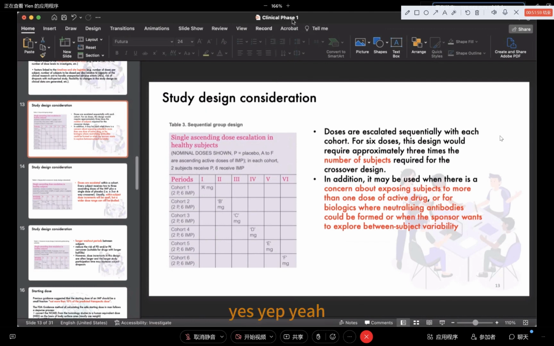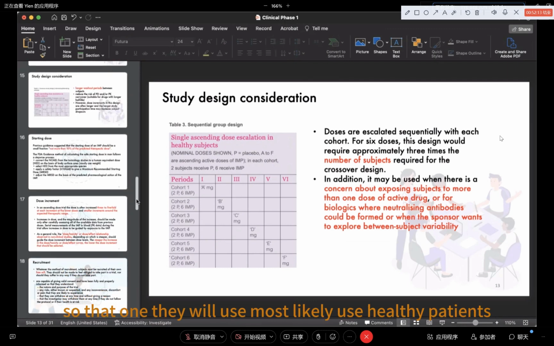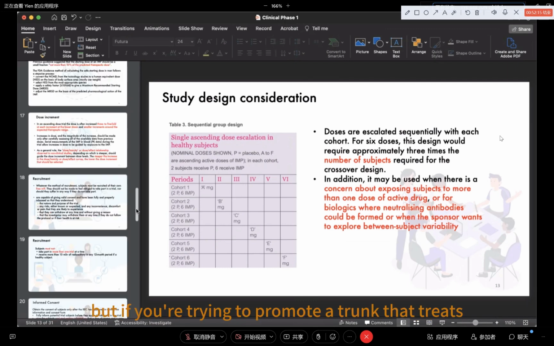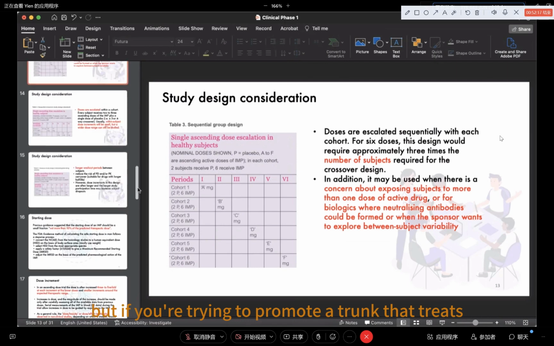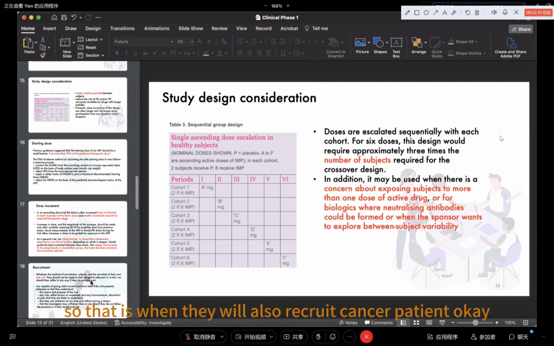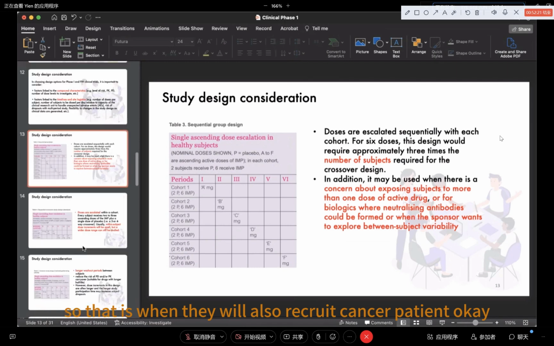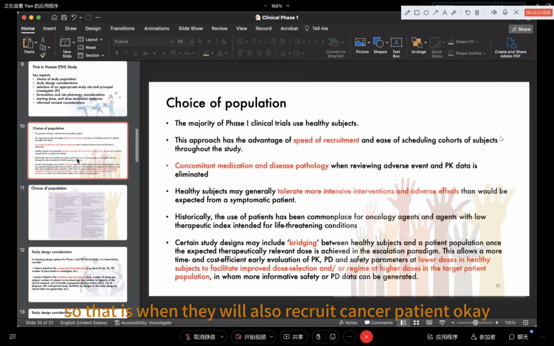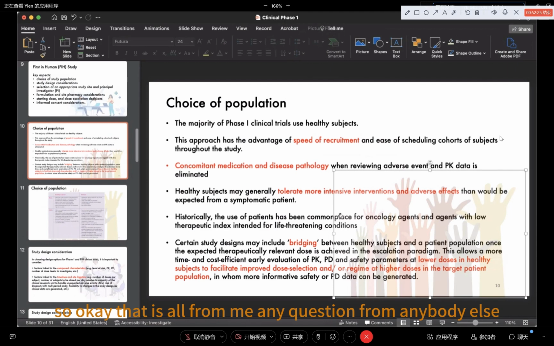Generally, phase one sometimes uses healthy patients, for example in the COVID vaccination studies. Those will most likely use healthy patients. But if you're trying to come up with a drug that treats a certain cancer, that is when they will also recruit cancer patients. Okay, that is all from me.